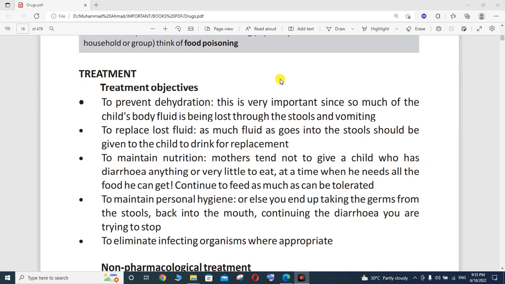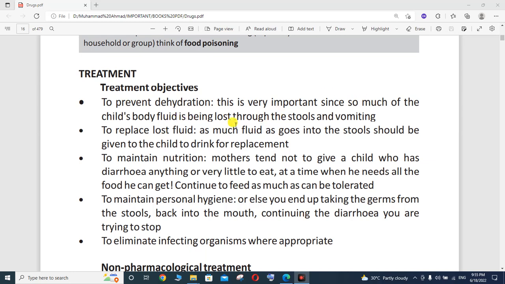In this lecture, we will talk about the treatment protocol for diarrhea. First of all, you will have to prevent dehydration. The second is to prevent fluid loss, the third is to maintain the nutritional status of the patient, the fourth is to maintain personal hygiene, and the fifth is to eliminate the infecting organism where appropriate.